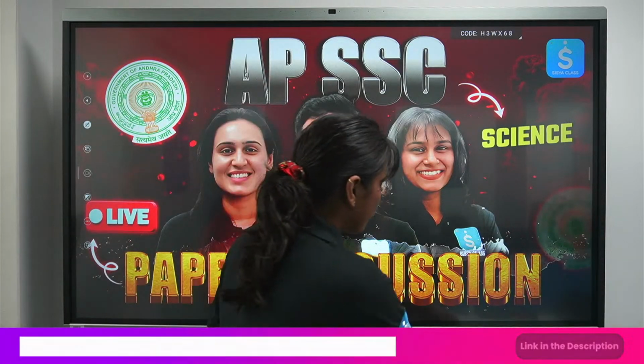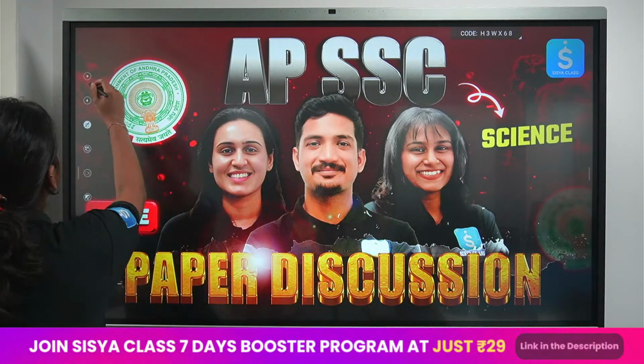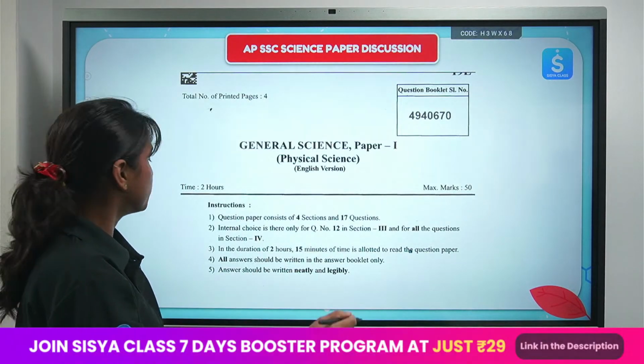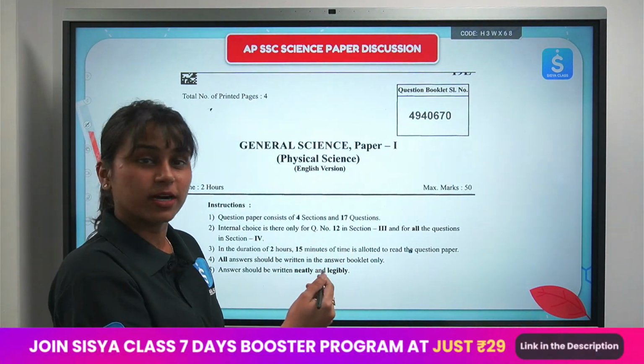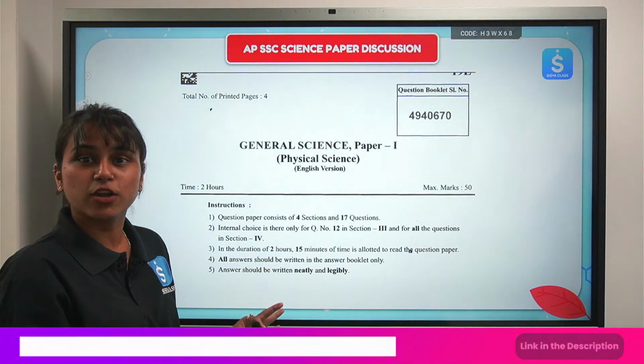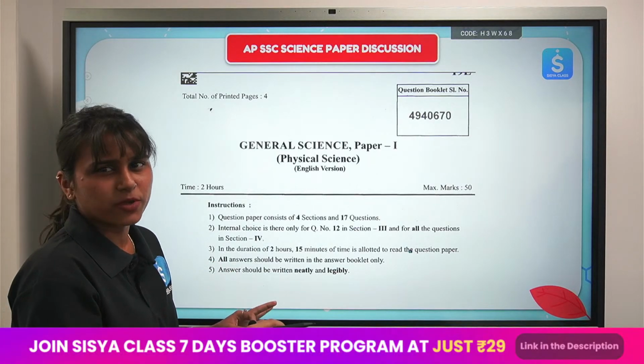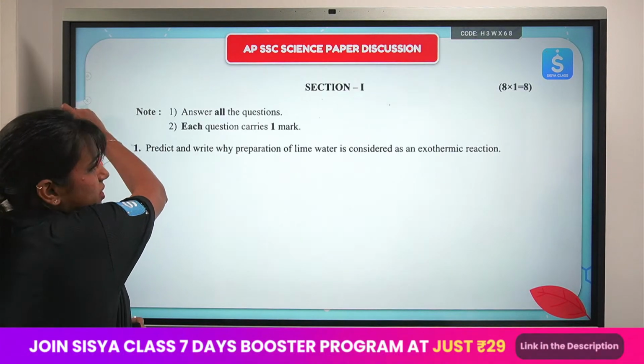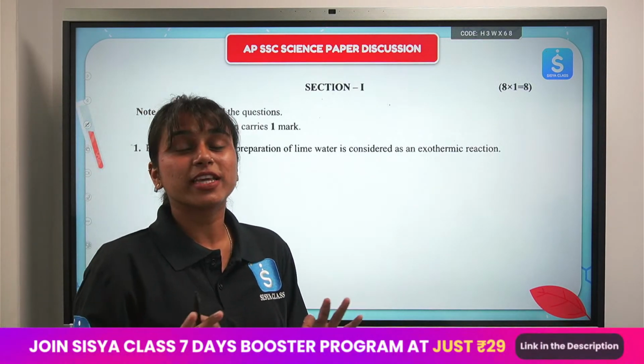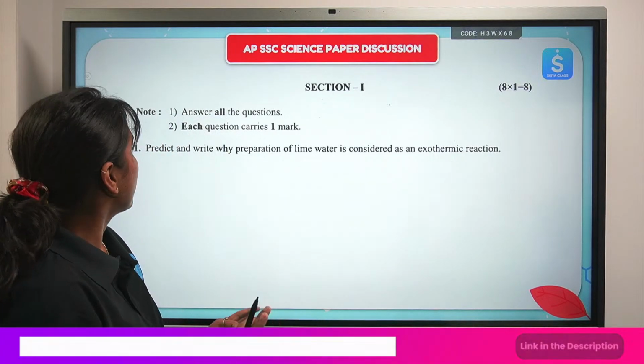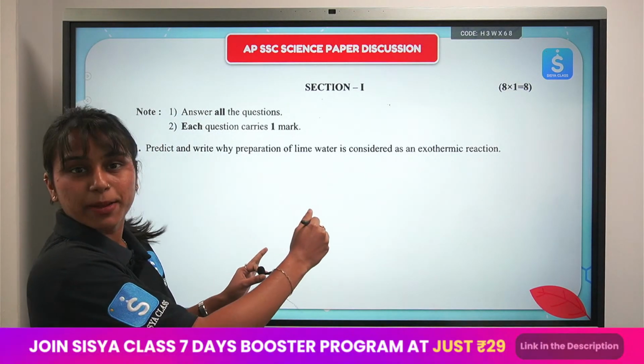So, let's start with the first question. You must be knowing the paper pattern and the number of questions and marks allotted, so we will not waste time here. We'll start with the first question. This is one of the easiest papers that I have seen, so I hope you were able to solve this question.